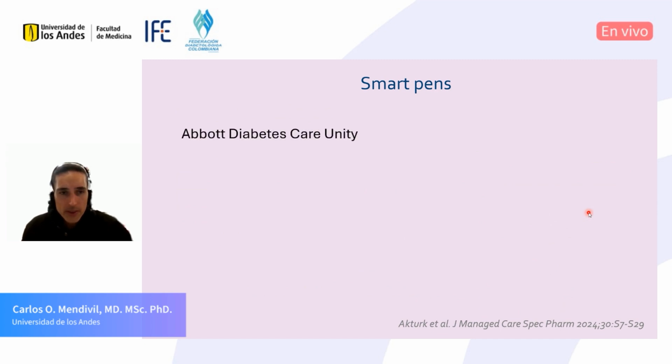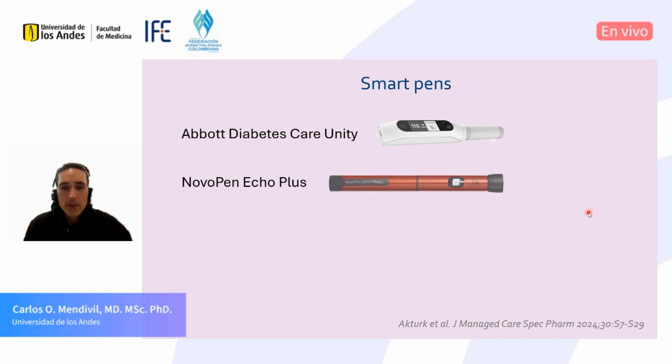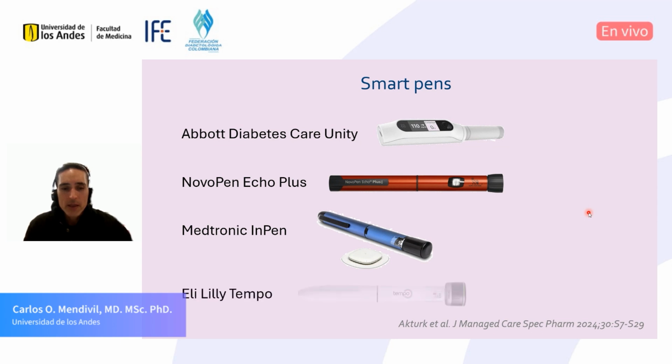Some examples are the Abbott Diabetes Care Unity. This is really a cap that you could place on top of a regular insulin pen. The NovoPen Eco Plus, which is this pen. The Medtronic InPen, which you can see here, with the associated CGM sensor. And the Eli Lilly Tempo, which you can purchase as the pen itself or as a cap that offers some extra connectivity functionalities.